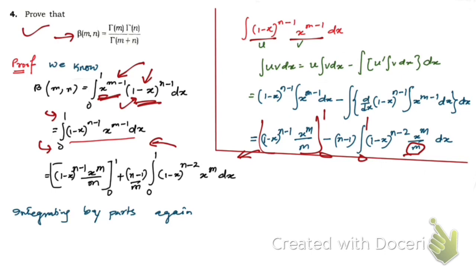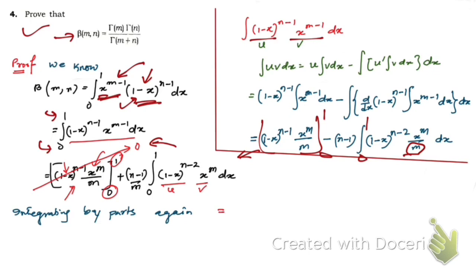Before we integrate, let me tell you one more thing. Here you see, if you put 1 here, that's going to be 0. And if you put 0, then also it's going to be 0. So this term becomes 0, right? So here we are going to apply integration by parts again. Here consider u and this can be considered as v. If you do so, then what will you get?